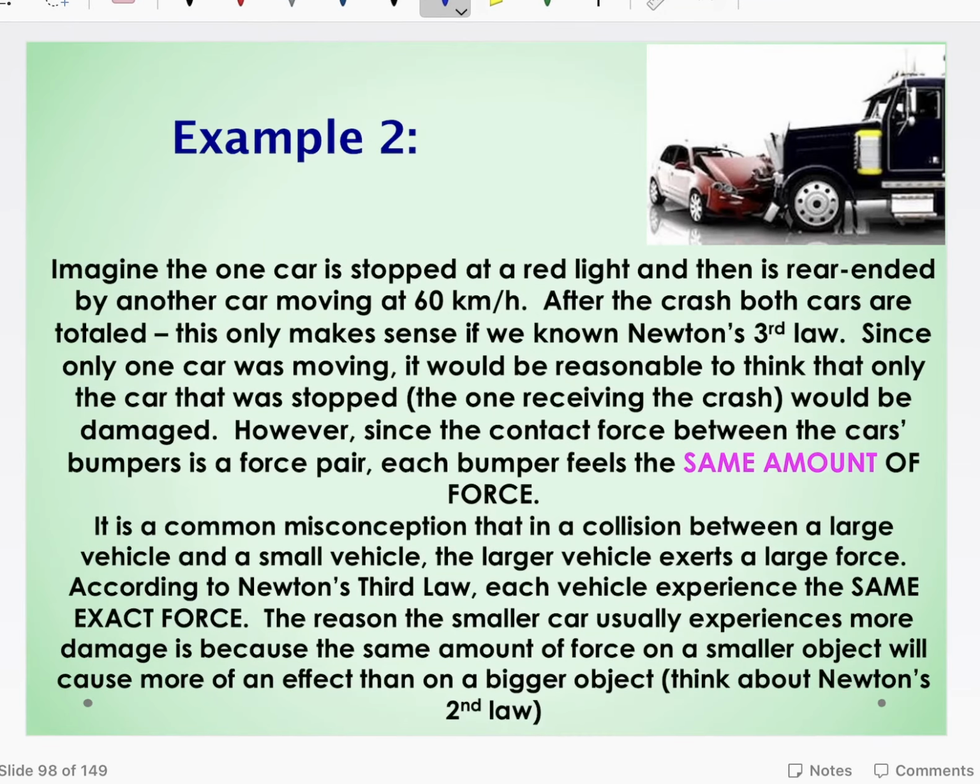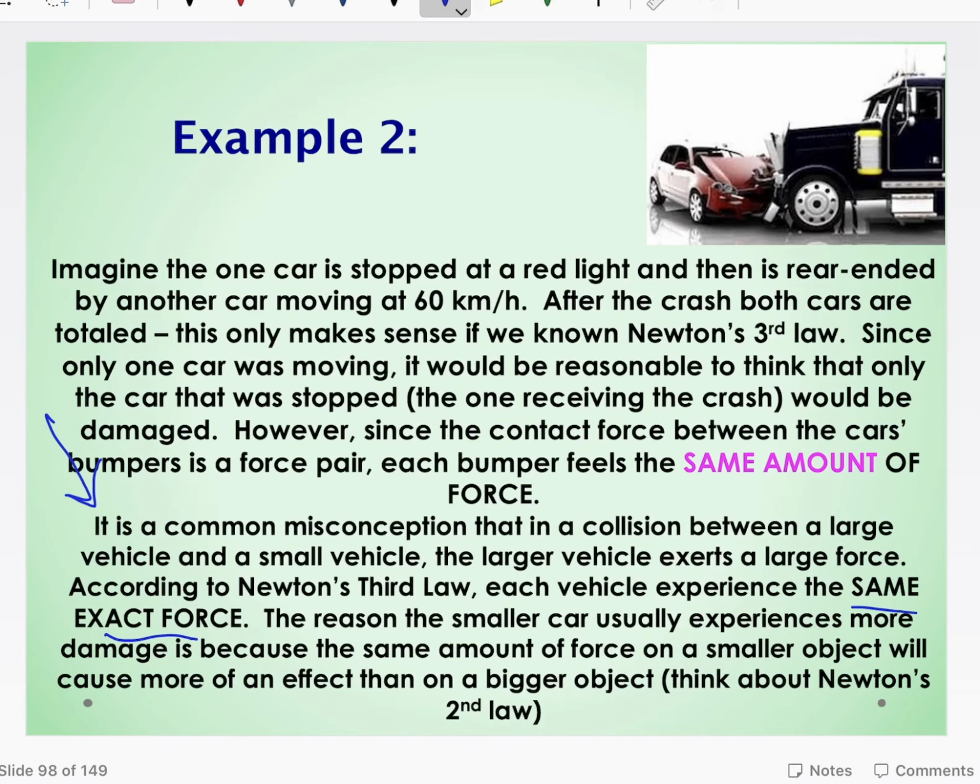So, let me just talk about this example here. It's a common misconception that when two vehicles collide, if one is smaller and one is larger, people think that the smaller vehicle experienced a larger force from the large vehicle. But this is not true, okay? According to Newton's third law, both vehicles experience the exact same force.